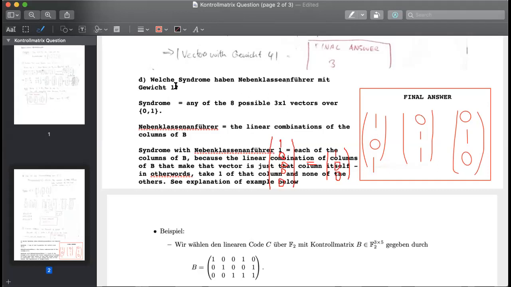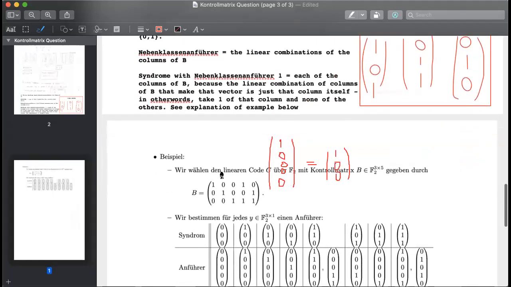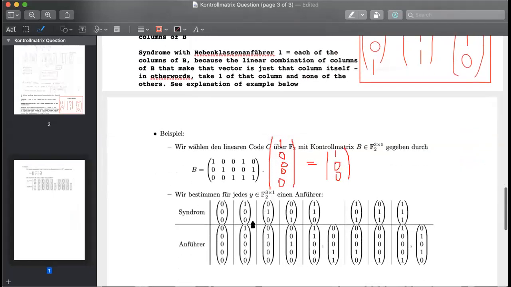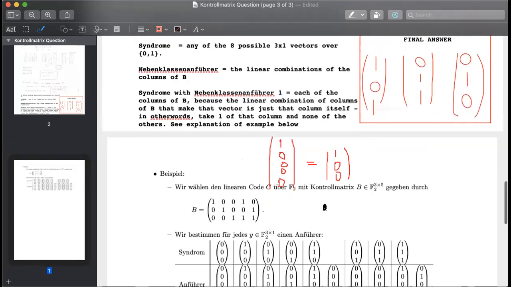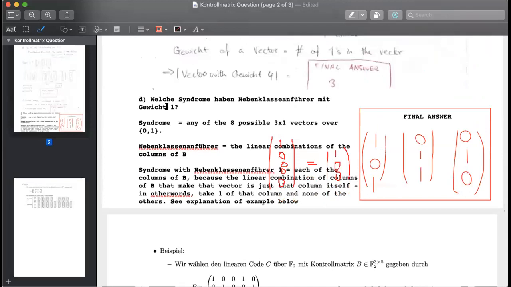If it's Gewicht 2, then you've got to think a little bit more, and you might want to draw out this table and figure out how do I make each of the syndromes? What are the possible combinations? For example, with this syndrome 110, there's 2 ways to make them. These 2 added together and none of the other ones, or the last 2 added together and none of the first ones, you'll get 110. But the good news is I am 99% sure they will only ask for Gewicht 1.